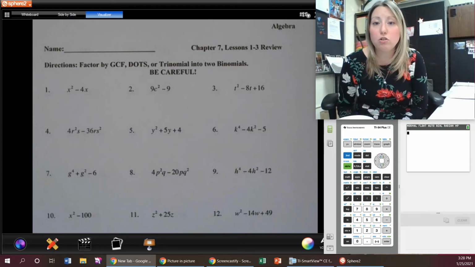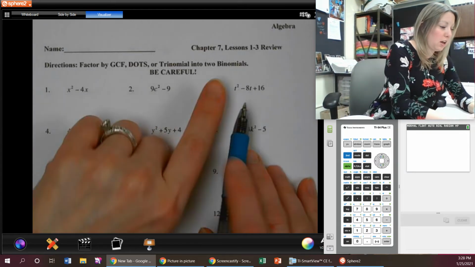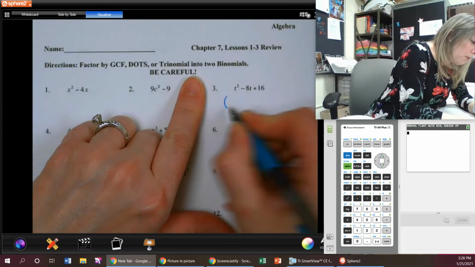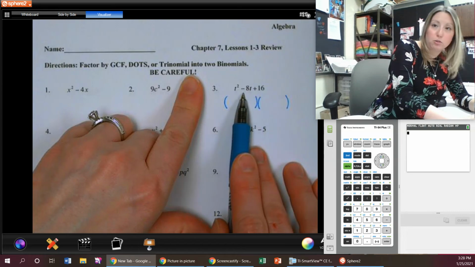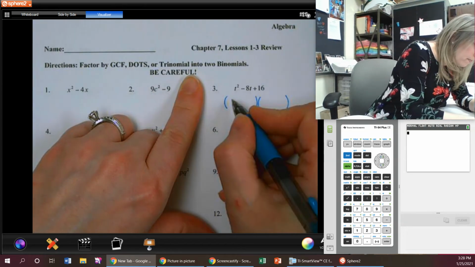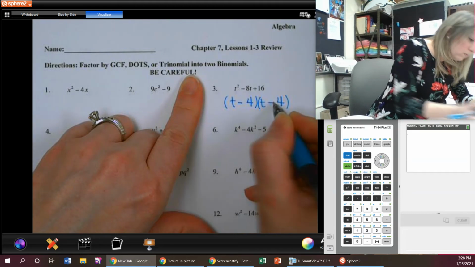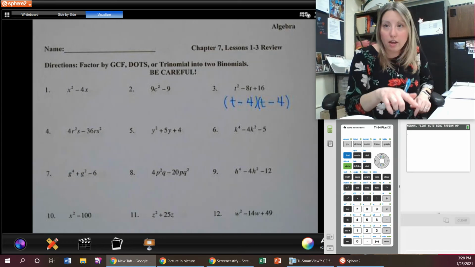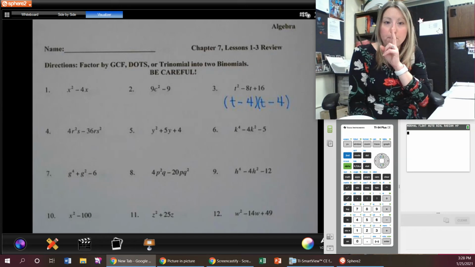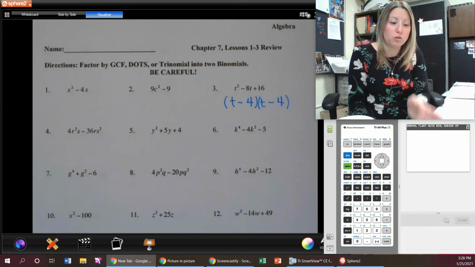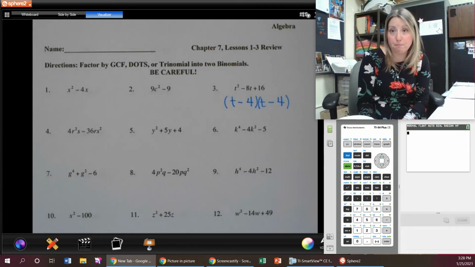If it's a trinomial and two binomials, it's the easiest. If you've got a trinomial, it will absolutely be two binomials, and what multiplies together to give me the end, that adds or subtracts to give me the middle. Okay? That's the easy ones to do. If you've got a binomial, you have to look for, do I have a perfect square minus a perfect square? Okay, you have to look for that.